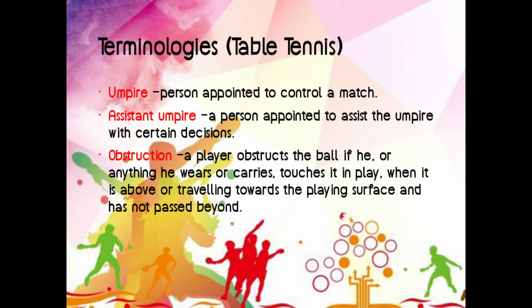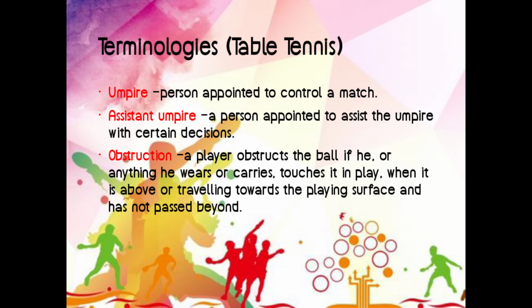Next is the assistant umpire. It is a person appointed to assist the umpire with certain decisions. So, the assistant umpire is solely responsible for decisions on edge balls at the side of the table nearest to him, and he has the same power as the umpire to decide the legality of a player's service action. So the umpire decides whether a player obstructs the ball and some of the conditions for a let.